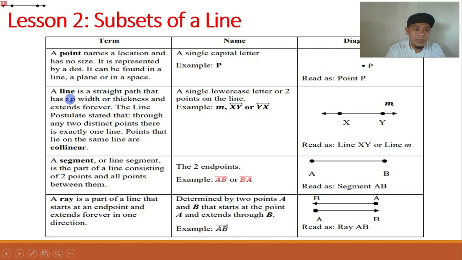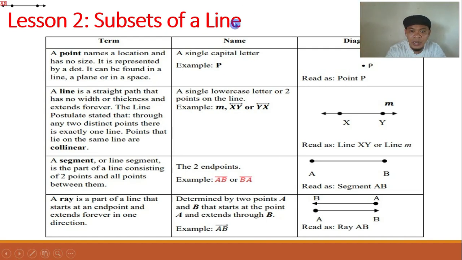Okay, next term, a line is a straight path that has no width or thickness and extends forever. It means forever, walang katapusan. Di ba? Walang forever. Okay, so walang katapusan, to the limit of infinity. The line postulate states that through any 2 distinct points, there is exactly one line. Points that lie on the same line are collinear. Lahat ng points na nandun sa isang linya, tinatawag po natin na collinear.